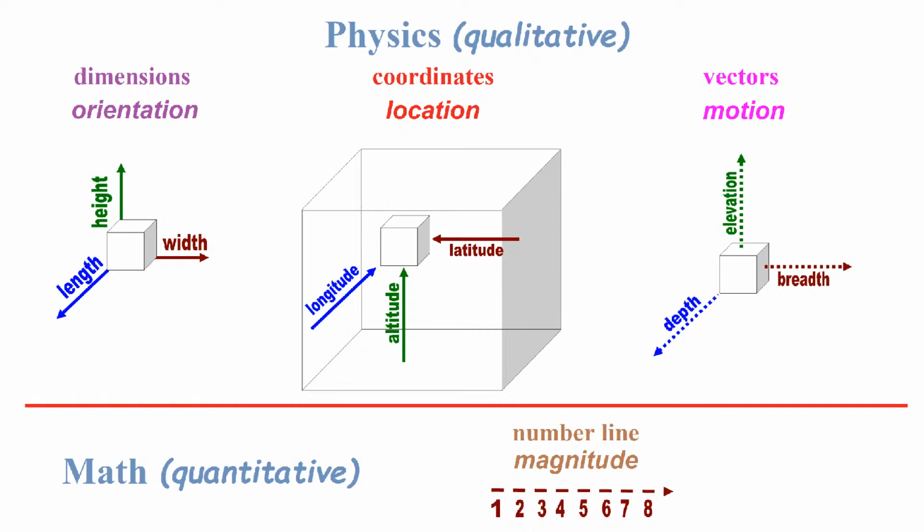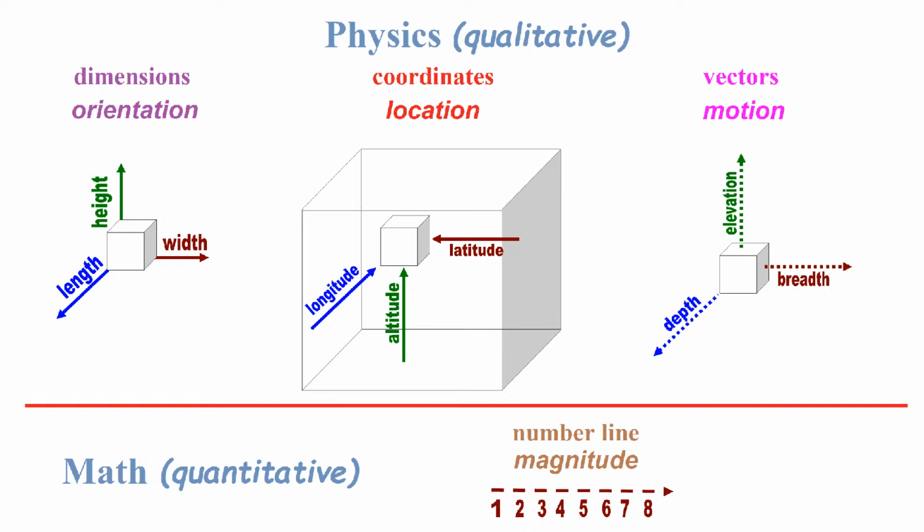And vectors have to do with motion. So the first two, dimensions and coordinates, are static concepts. There is no motion involved. Vectors, on the other hand, are the movement in which an object, or the directions in which an object may move, perpendicular directions in which an object may move.